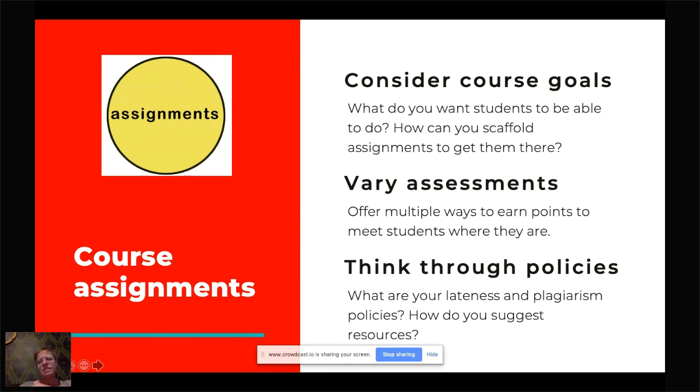Next, make sure you vary assessments. I already talked about this a bit, but offer multiple ways to earn points to meet students where they are. Class participation is one of these assessments that a lot of us have on our syllabus, but thinking about varying what counts as participation is important. Not all students are comfortable speaking. So one thing that I do in my class is I ask students who struggles to talk in class.